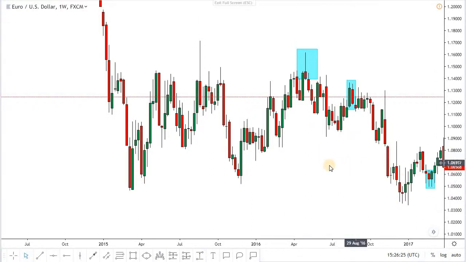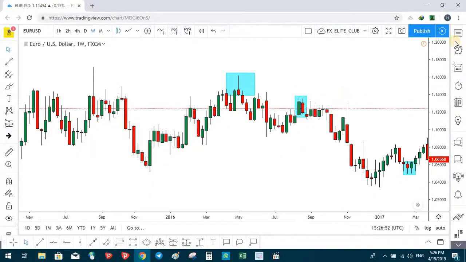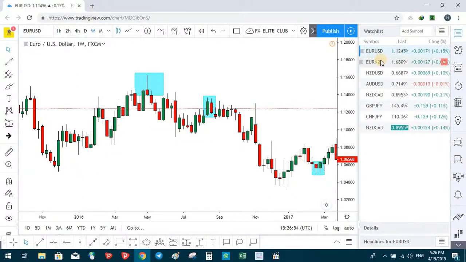We also have dojis over here. Actually, a doji is a very common candlestick. You can find it in almost all time frames: weekly, daily, even monthly, and of course the 4 hour, 2 hour, 1 hour, and the minutes time frames. So let's go find another example on another currency pair. Let's move to Euro New Zealand.